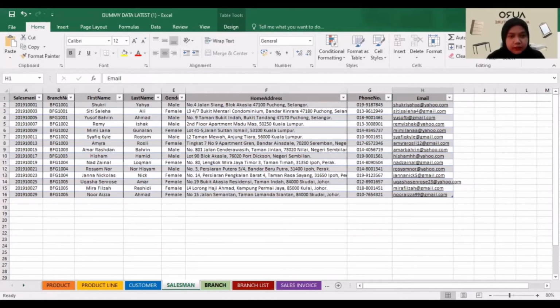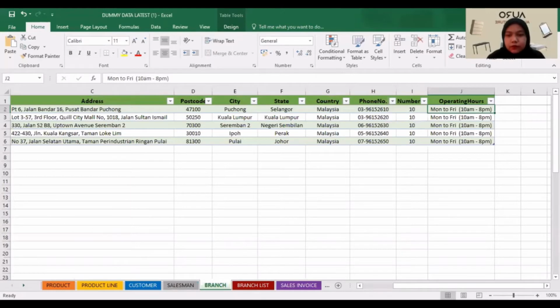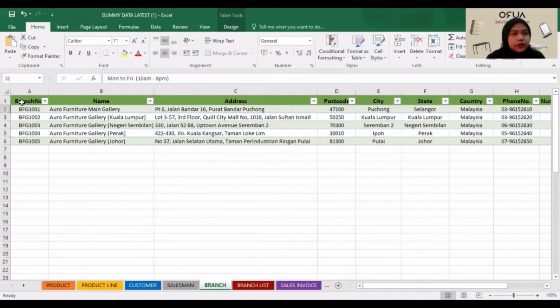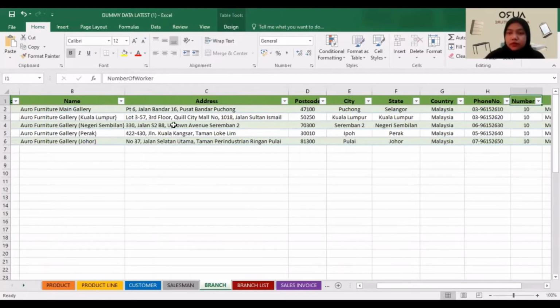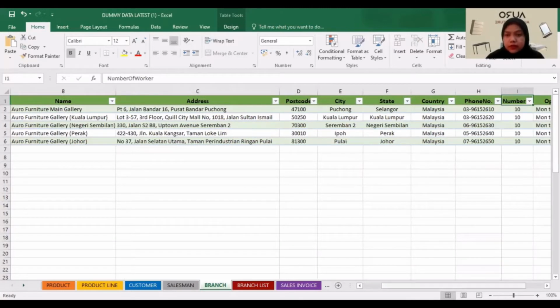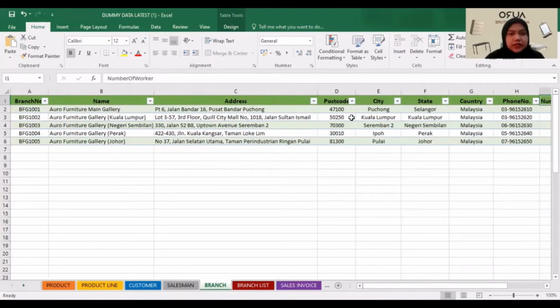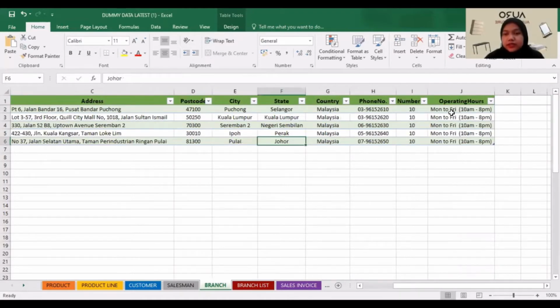Next is branch table. Here we can see that we have 5 branches, and the attributes are branch number, name, address, postcode, city, state, country, phone number, number of workers, and also operating hours. As you can see here, our main store is in Selangor, and Kuala Lumpur, Negeri Sembilan, Perak, and Johor are other branches. And we can see that our operating hours is from Monday to Friday at 10 a.m.